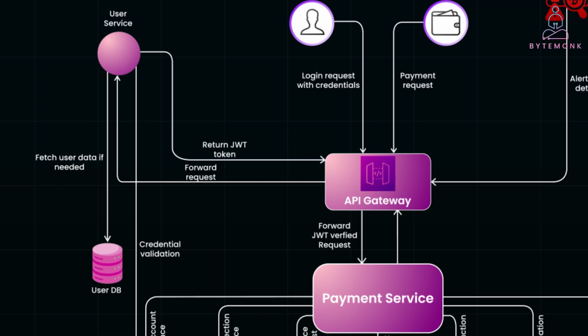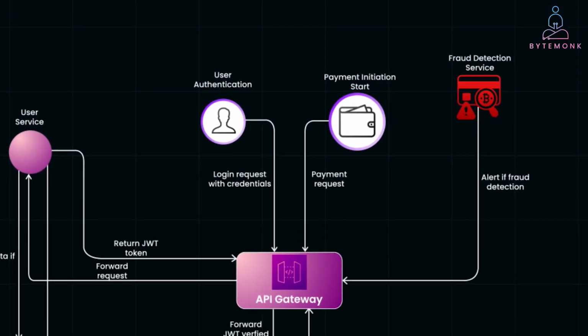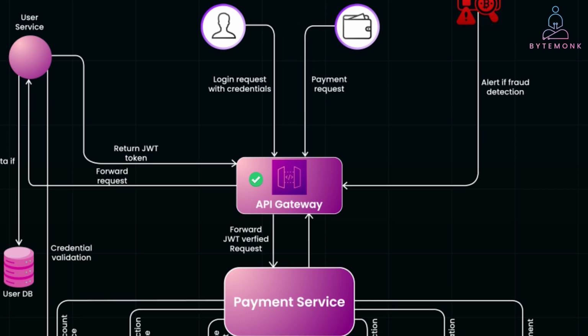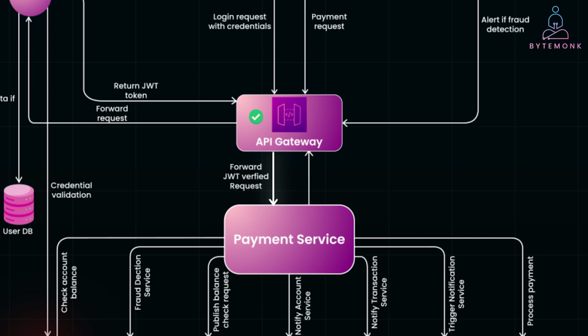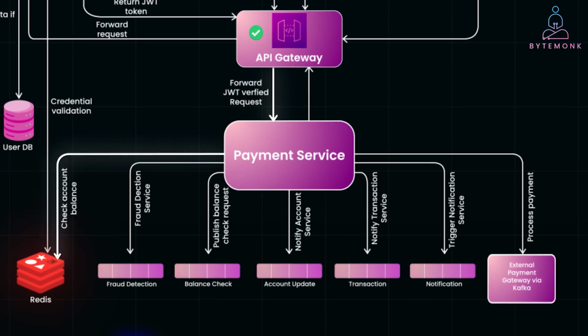Alright, now let's take a common example once the user is authenticated: initiating a payment. So in this common use case, the user initiates a payment, for example for a purchase, by sending the payment details to the API gateway. The API gateway receives the payment initiation request and verifies the JWT token to authenticate the user. Once the user is authenticated, it forwards the request to the payment service for further processing. The payment service checks the Redis cache again for the user's account balance.